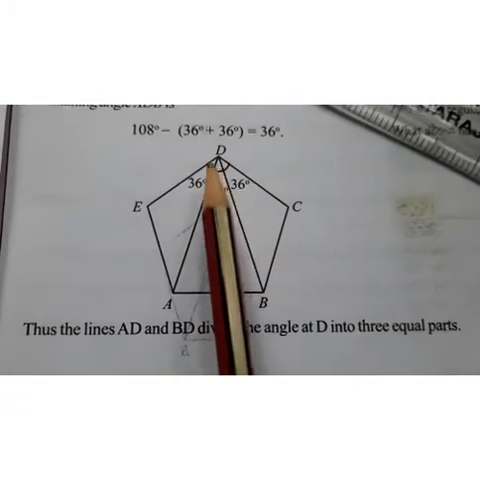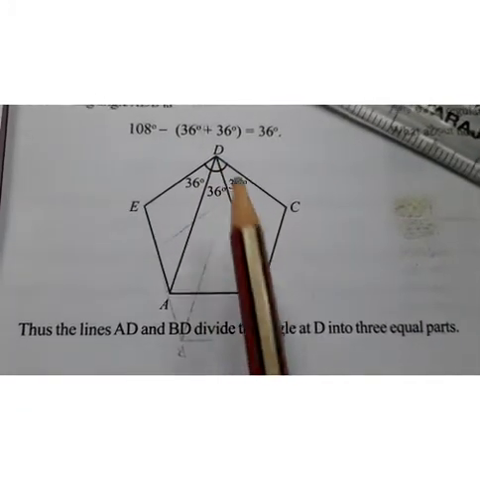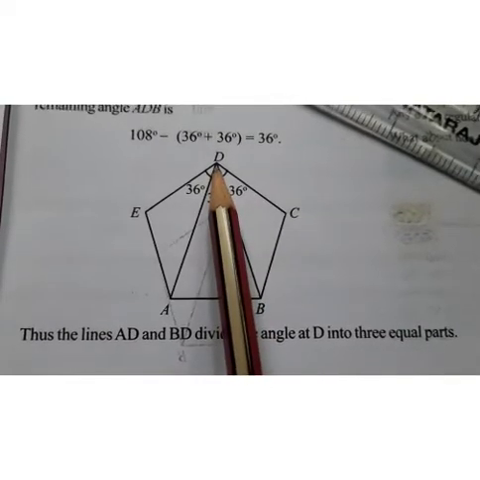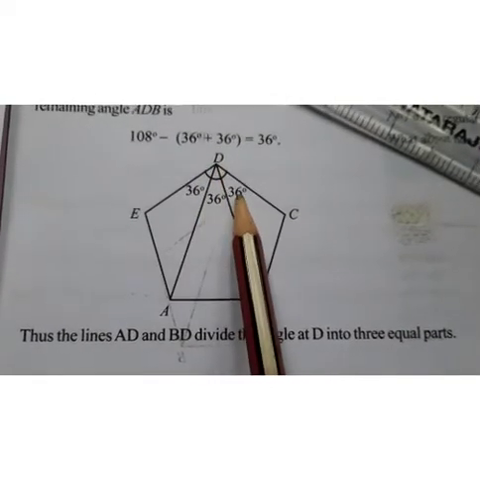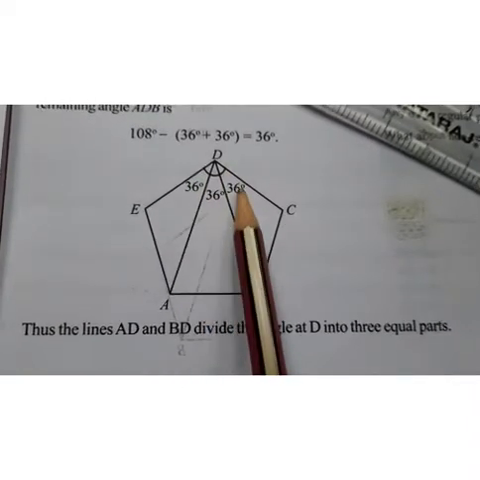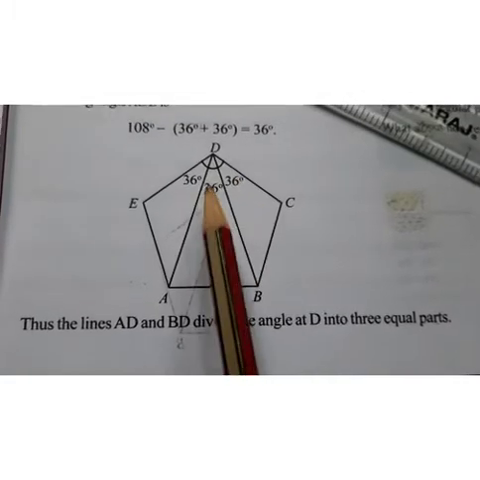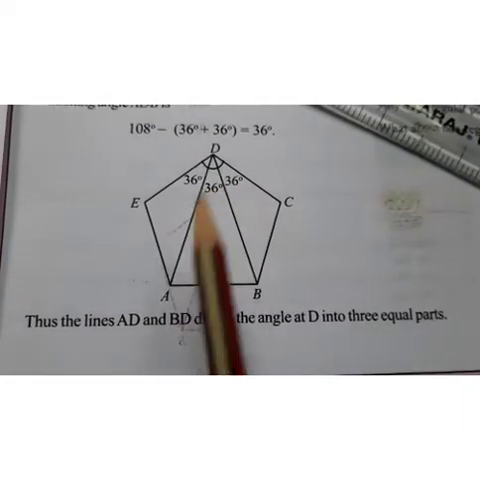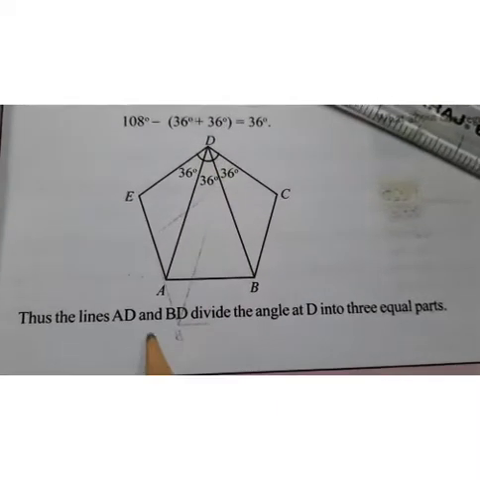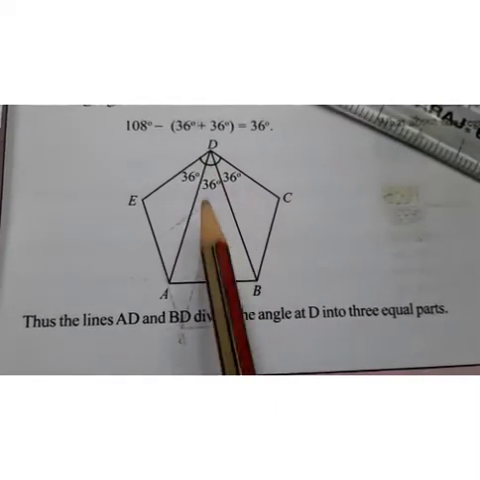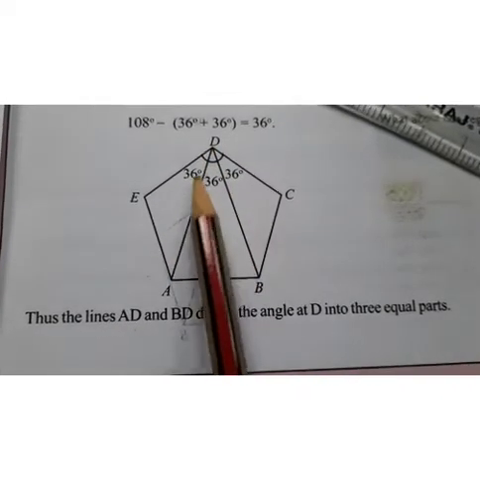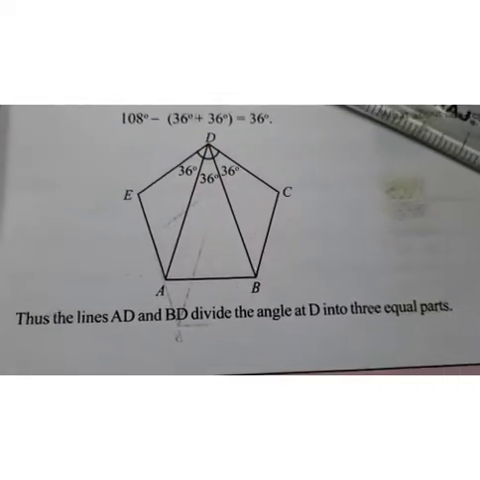Thus the lines AD and BD divide the angle at D into 3 equal parts. Total angle is 108, and these two angles we got are 36 each, and the remaining angle ADB should also be 36. So you can write that AD and BD divide this angle at D into 3 equal parts.